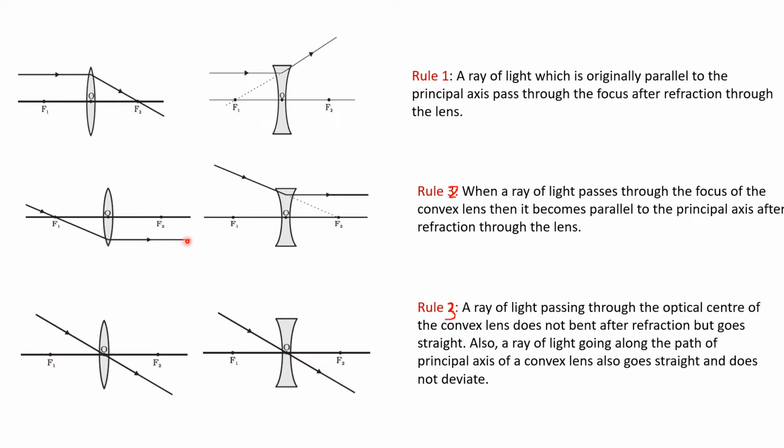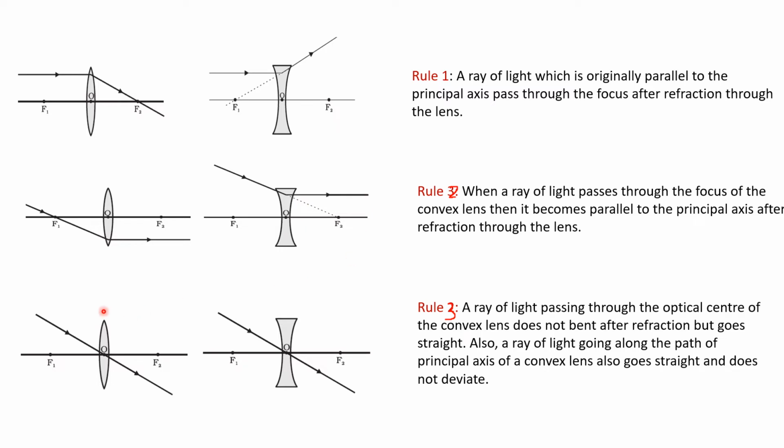Clear, students? Now in the case of a concave lens, a ray directed to the focus, it seems that it is going towards the focus. So after refraction, what will happen? After refraction it will emerge parallel to the principal axis. A ray directed towards the focus, after refraction becomes parallel to the principal axis. This is my principal axis, and after refraction it becomes parallel to it.